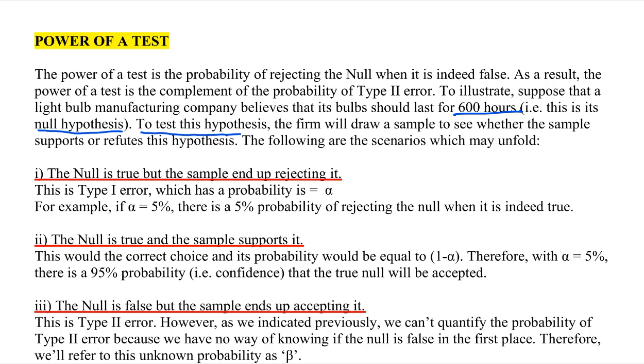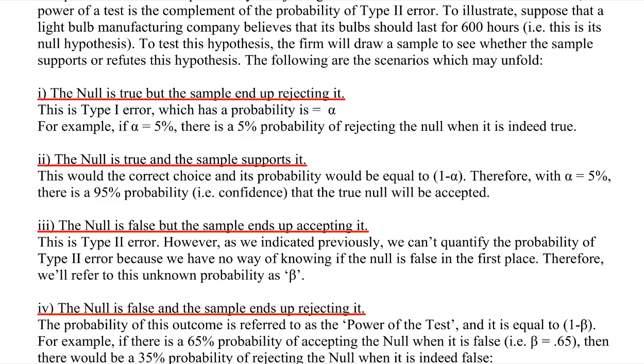To test this hypothesis, the firm will draw a sample to see whether the sample supports or refutes the hypothesis. So the following are the scenarios which may unfold in this illustration. The first outcome is the following. The null is true, but the sample ends up rejecting it. So this is the type 1 error, and we saw this in the previous LOS module. And the probability of a type 1 error is equal to the level of significance. So if the level of significance is 5%, there's a 5% probability that we will reject the null.